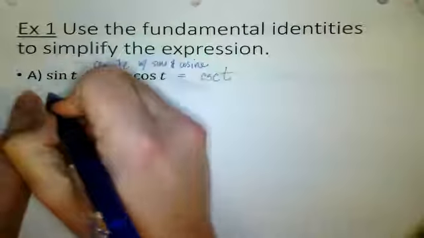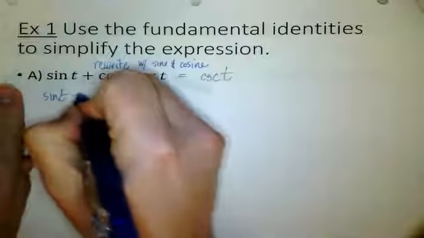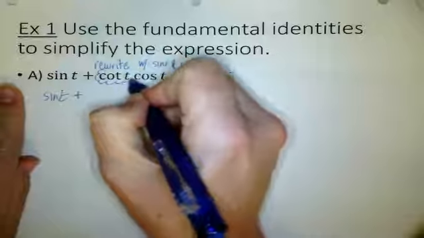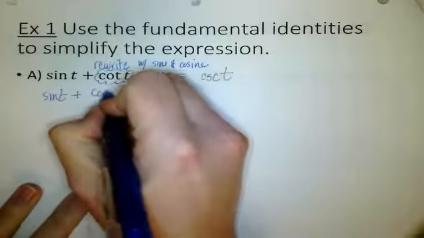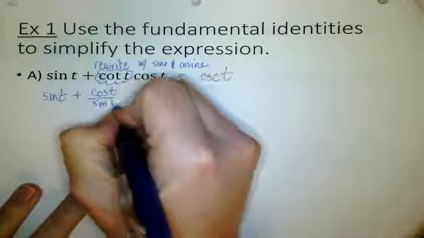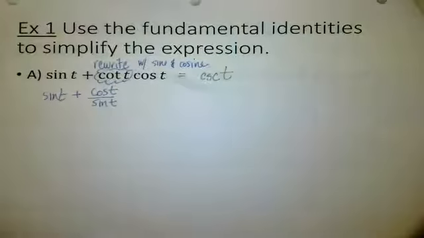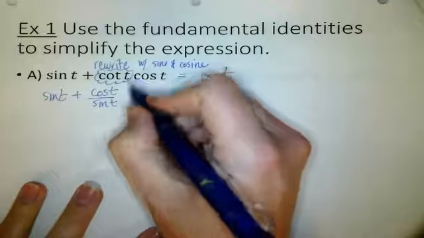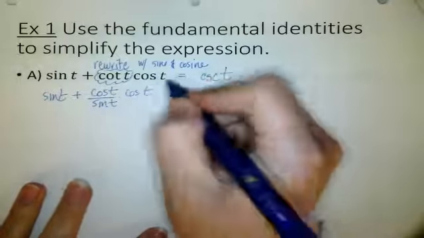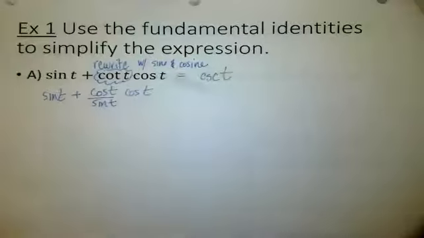Sine of t is already there, so I'm going to leave that one alone. But I can change cotangent of t. What can I change cotangent into? Cosine over sine. I think I heard 1 over tangent, and that's true. But I want to use sine and cosine. 1 over tangent doesn't use sine and cosine. So I'm trading out cotangent for cosine over sine. This is times cosine of t. And I'm going to leave that one alone because it's already sine or cosine.